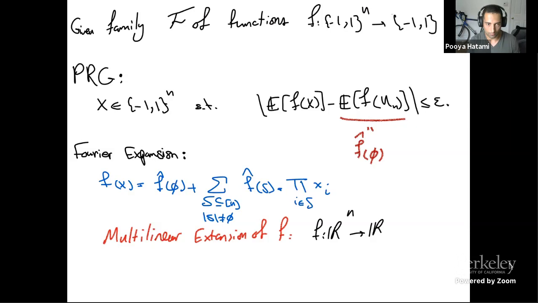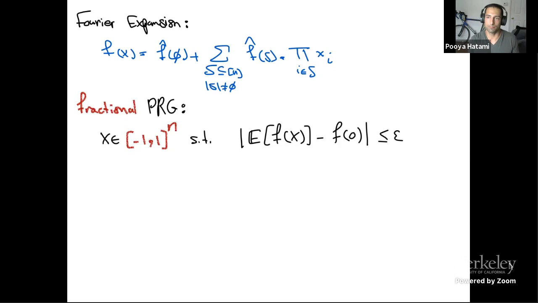And having this, we can define this sort of, maybe look silly at first, but it will have meaning later. So we will define a fractional PRG to be any random variable that takes values in the solid cube, and the expected value of the multilinear extension of f over x is close to f of 0. And you can see that once we think of the extension of f, f of 0 is really f hat of empty set. That's why I replaced the f hat of empty set with f of 0. So this is a definition that now makes sense.